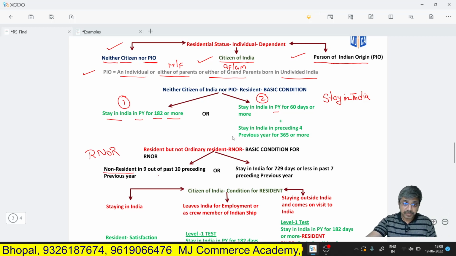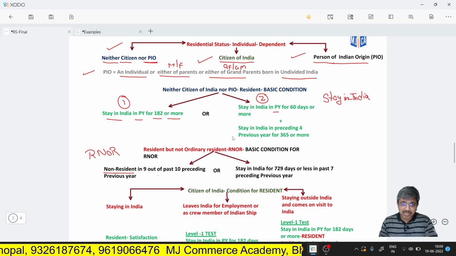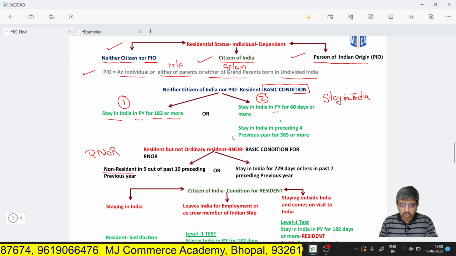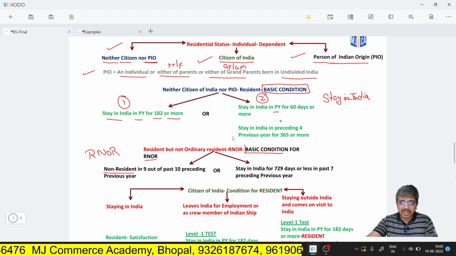Now, to make my discussion easier, I am representing this with the basic condition: 182 days, and 60 days plus 365, and the basic condition for NOR. This will help me in explaining the concept, meaning I need not repeat all these conditions in detail.